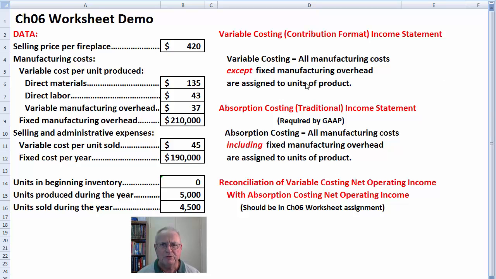And I have the two definitions here that are my own. Variable costing: all manufacturing costs except fixed manufacturing overhead are assigned to units of product. And under absorption costing, all manufacturing costs, including fixed manufacturing overhead, are assigned to units of product. And that's the big difference. I am also going to include a reconciliation at the end, which is not in your worksheet.